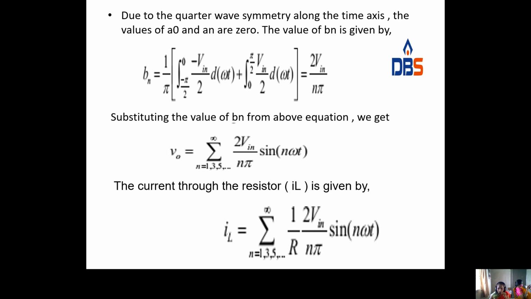The current through a resistor, IL, is given as sigma n equal to 1, 3, 5 to infinity of 1 by R into 2 Vs by n pi into sin of n omega t. This is the current through a resistor, and this is the output voltage.